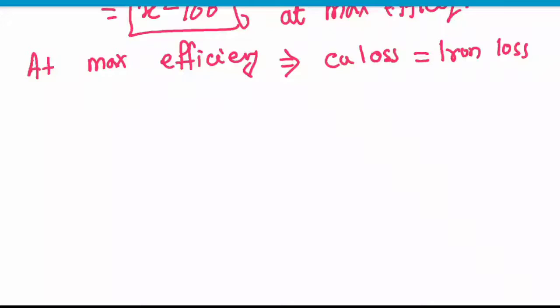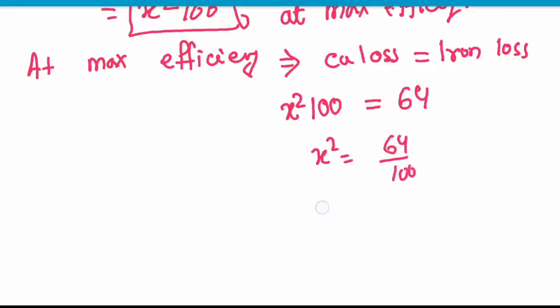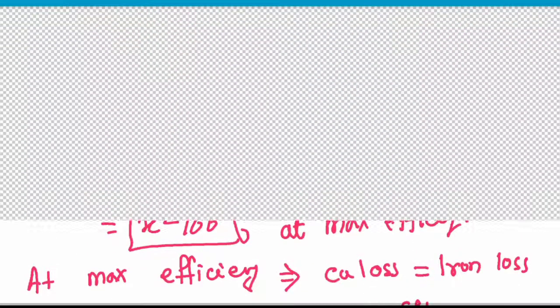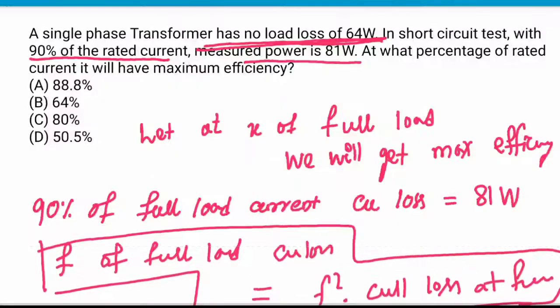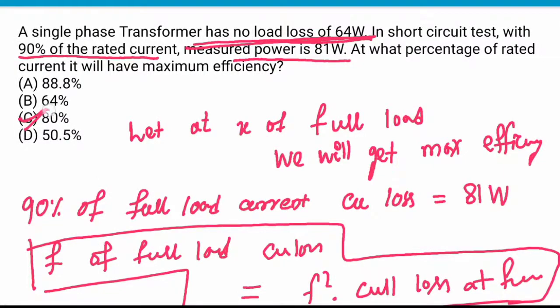This is the main concept. And so here copper loss at maximum efficiency is x square into 100, and iron loss, which is constant for every operation, is 64. So x square will be equal to 64 by 100, and x will be equal to 0.8, which is 80%. So here we will get maximum efficiency at 80%. Option C is the correct answer.